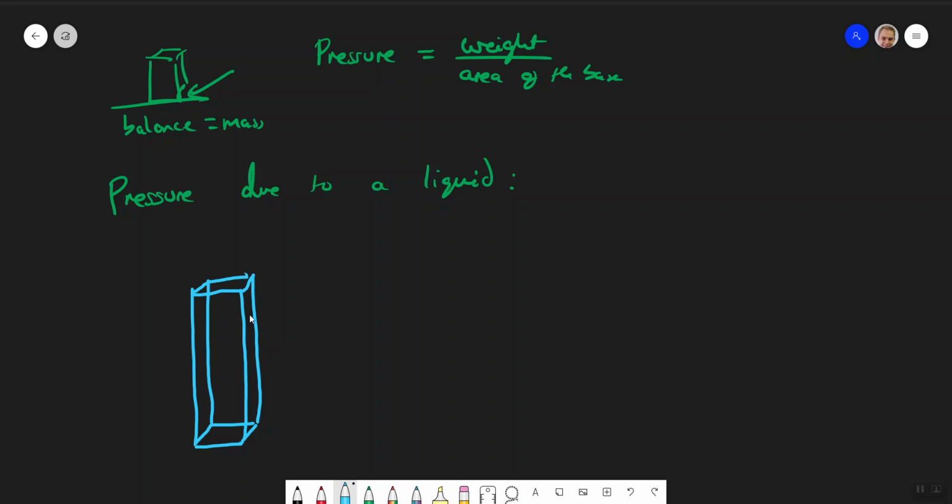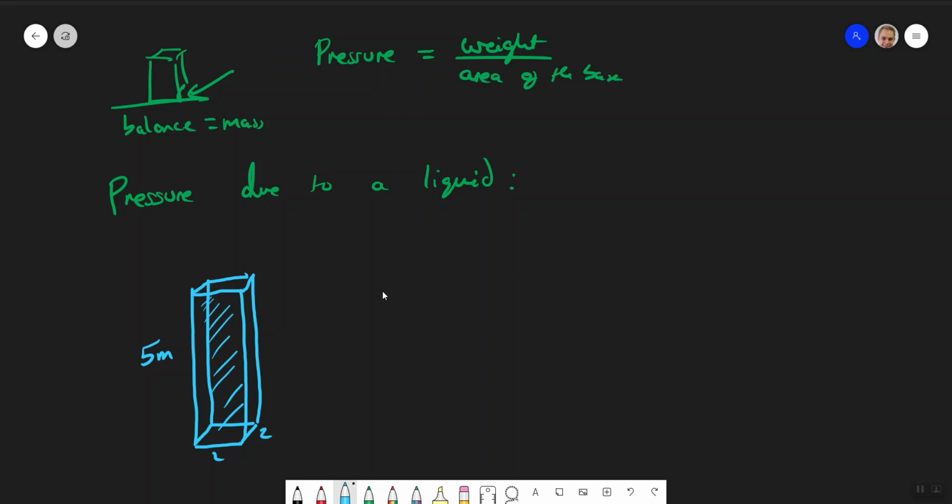So I've got this column of water. And let's not make it very deep. Let's make it 5 meters. Okay, and let's say that it's been filled and it's 2 meters that way, 2 meters that way. So I've got essentially a cuboid, not a cube, of 5 by 2 by 2.